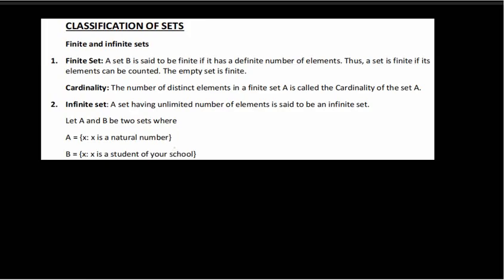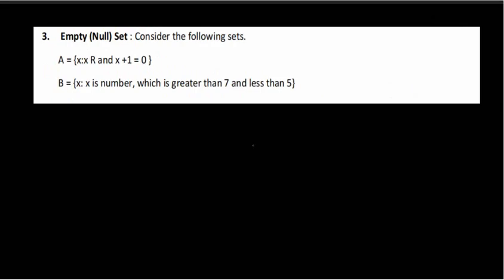For example, we have set A, where x is such that x is a natural number. If you look at that, you will see that you have the natural numbers and the countable natural numbers, meaning that set A is an infinite set. Then when you go to set B, it says that x is such that x is a student of your school. If you look at the students of the school, you are able to count. So that one is countable, so that is a finite set.